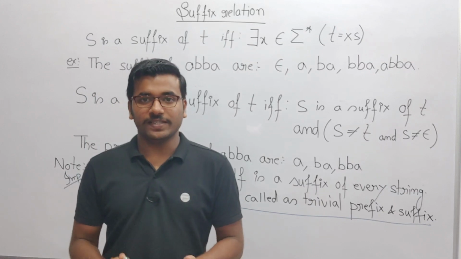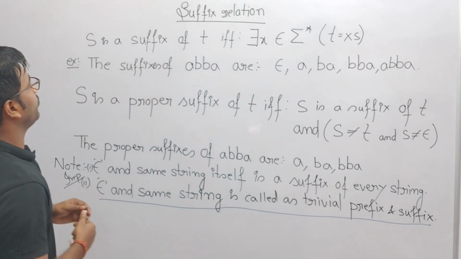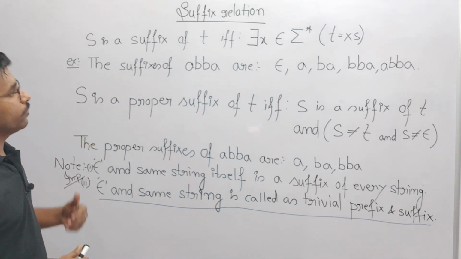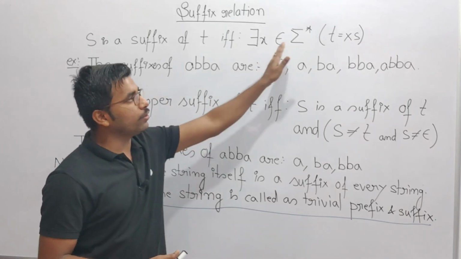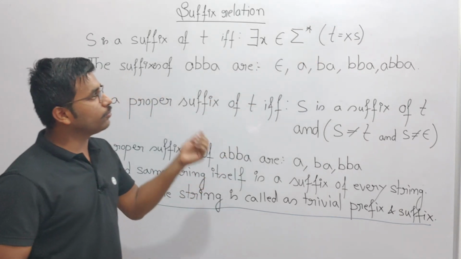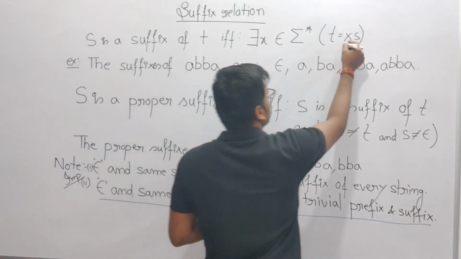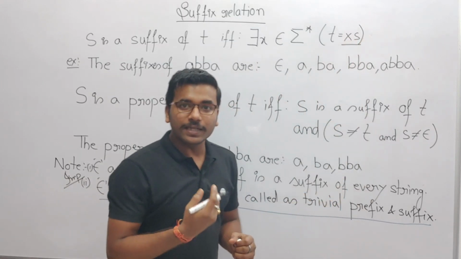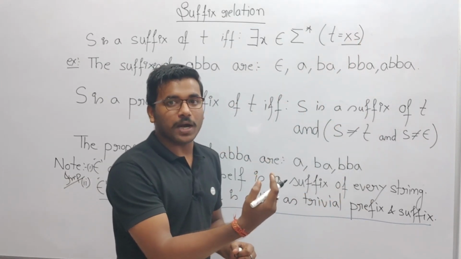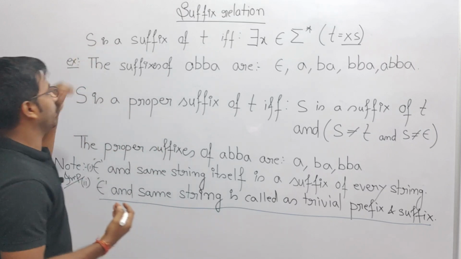Now see suffix relation. So what is suffix? S is a suffix of t if and only if there exists an x belonging to sigma star such that t equals xs. Now s will be the end part. The last part is called the suffix.